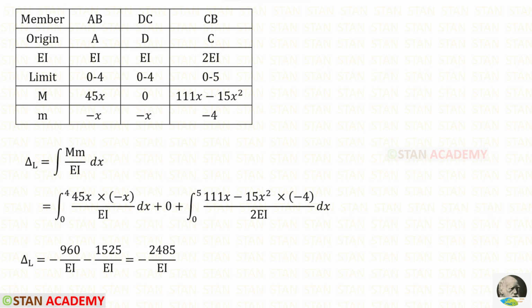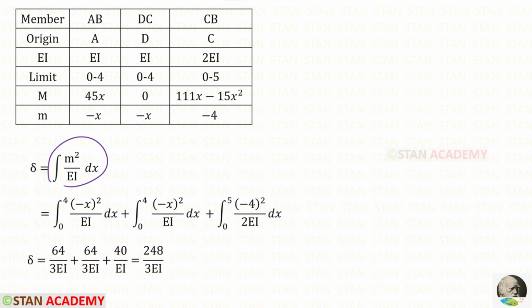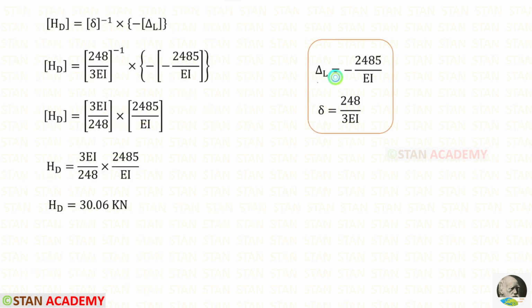Then using a calculator, we can do these two integrations. For delta L, we will get this. Using this formula, we can find delta. For delta, we will get this. We have found delta L and delta. In this equation, let us apply both of them. Negative into negative, it will be positive.